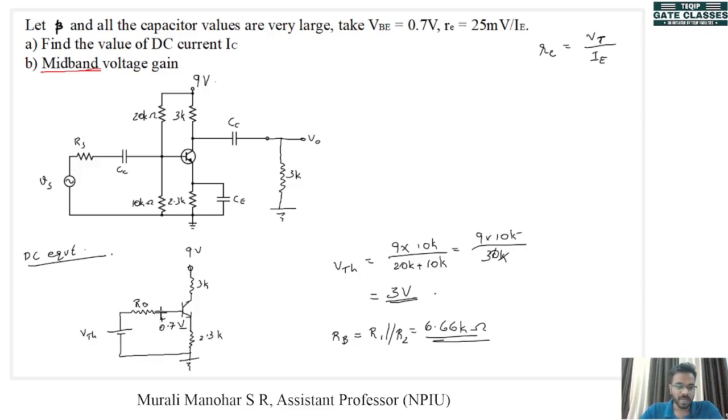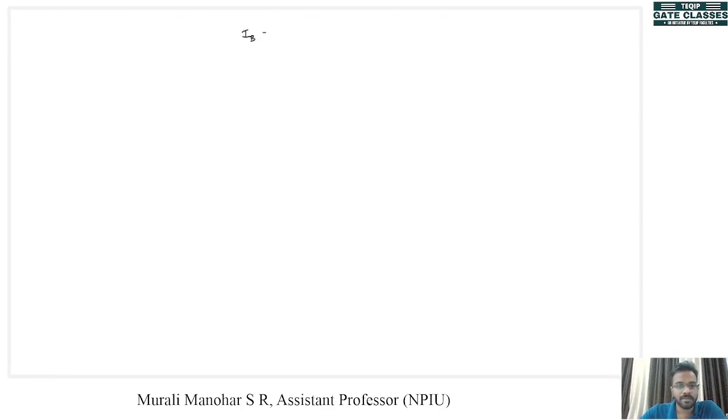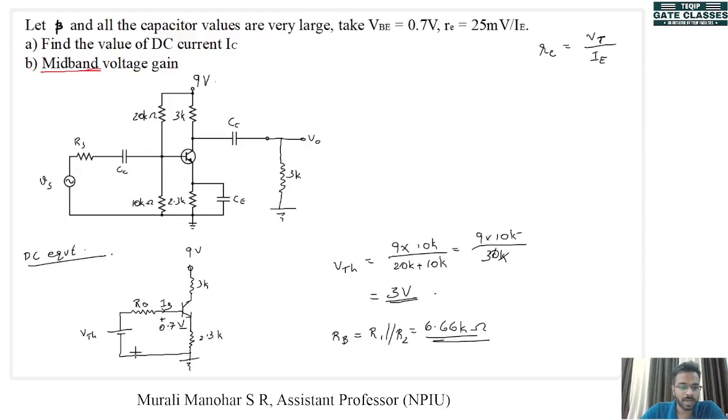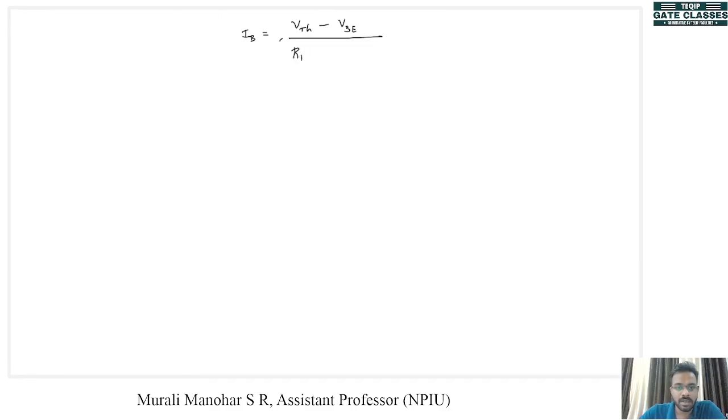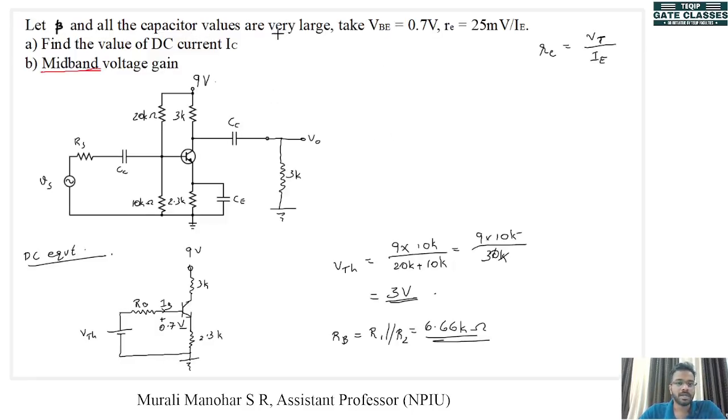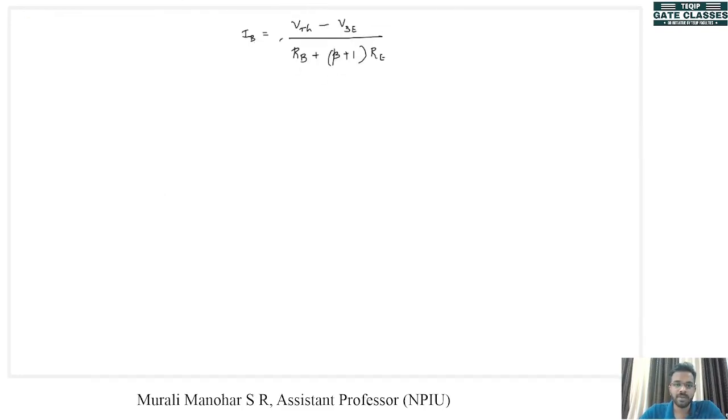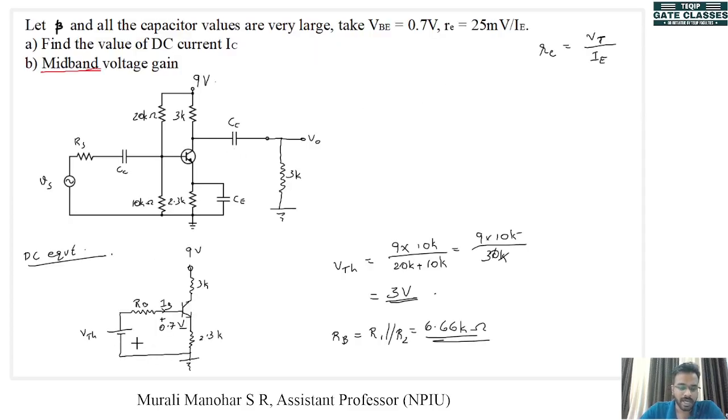Now we know how to find out the value of current IB. IB is given by V Thevenin minus VBE divided by the resistance RB plus beta plus 1 into RE. Now in the question it is given that beta is very large. So even if we find out IB using this, it will only be a few microamperes. So IB can be approximated to 0 microampere. Now we can find out the value of IE from here. This is the value of IE.